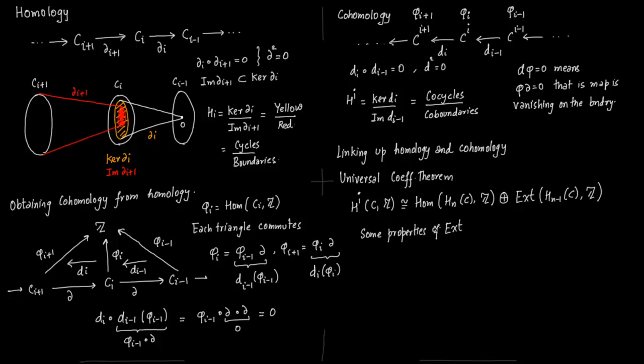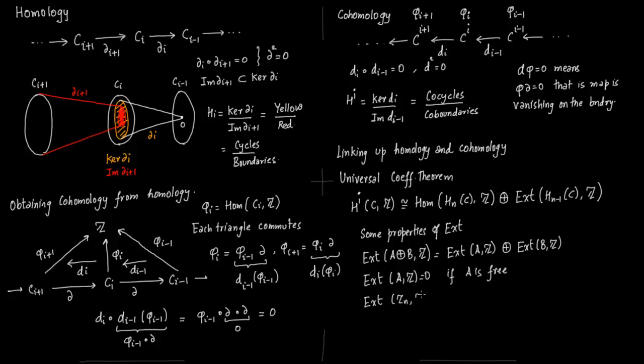Now we have not defined Ext, but you can think of Ext as a black box for now, and some of its properties are: Ext of a direct sum, Ext of (a ⊕ b, Z) is Ext of (a, Z) direct sum Ext of (b, Z). Ext of (a, Z) is 0 if a is free. So in particular Ext of (Z, Z) is 0 where Z is the integers, and Ext of (Z_n, Z) is just Z_n. So Z_n means Z modulo nZ. Now we have used integers everywhere, so we could replace these integers with any group G and everything we have said above will hold.